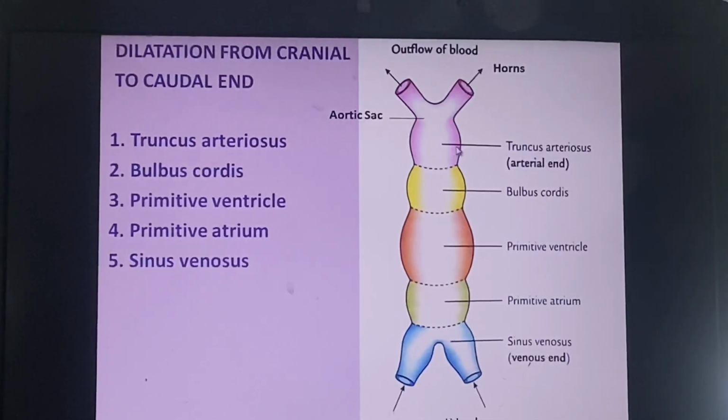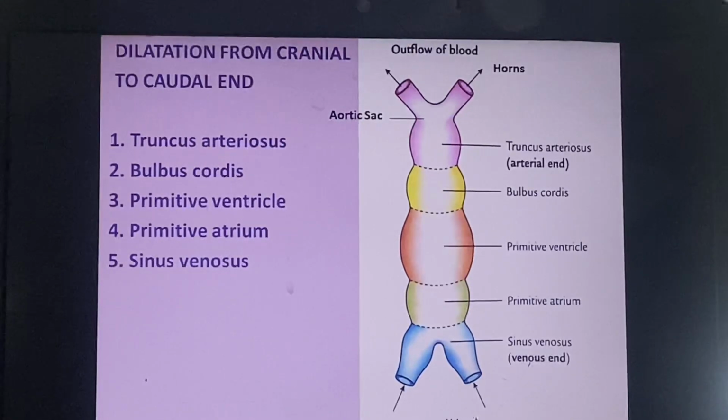This dilated portion, which is the arterial end of the heart tube, is continuing with the aortic sac, and that aortic sac divides into two horns. So this is the arterial end of the heart tube. Now this is the bulbus cordis portion, then comes the primitive ventricle, which is going to form the rough portion of the ventricle, and then comes the primitive atrium, which is going to form the rough portion of both the atria, and then this is the sinus venosus portion, which contributes to the smooth portion of the atrium. I will tell you in my next slides how it happens.